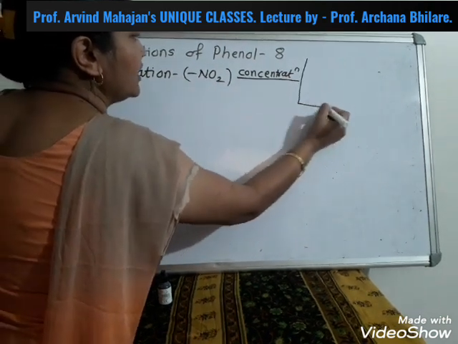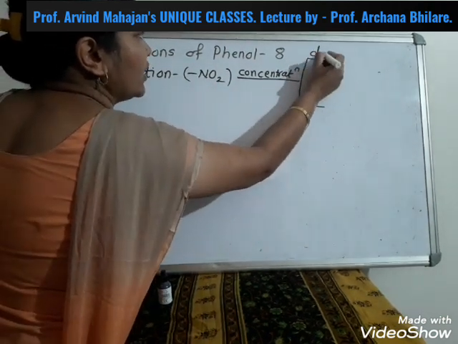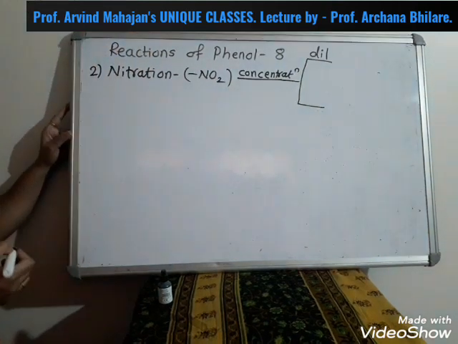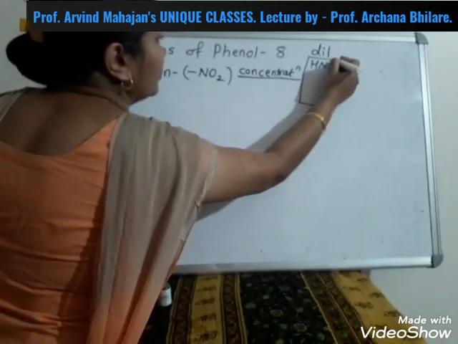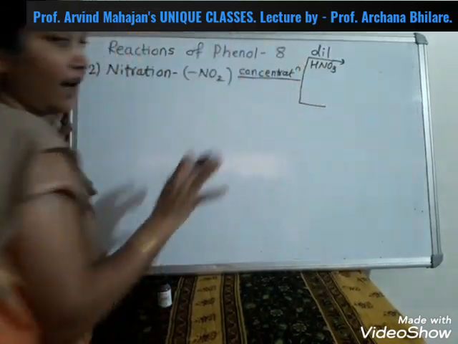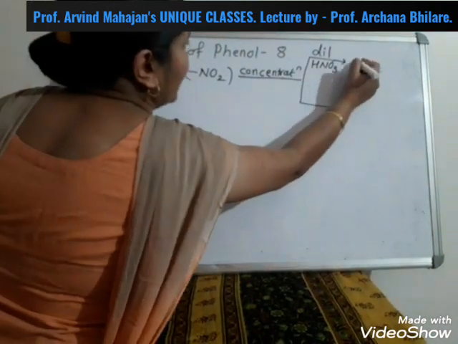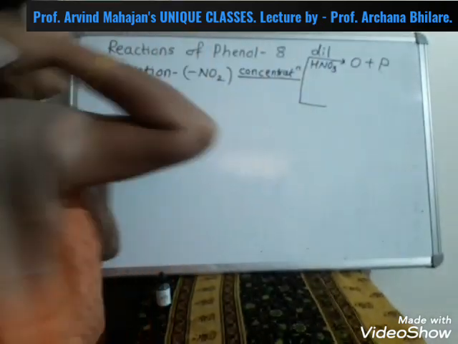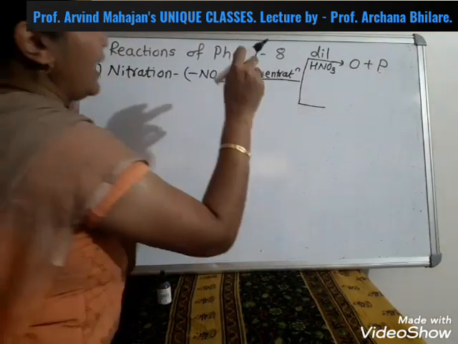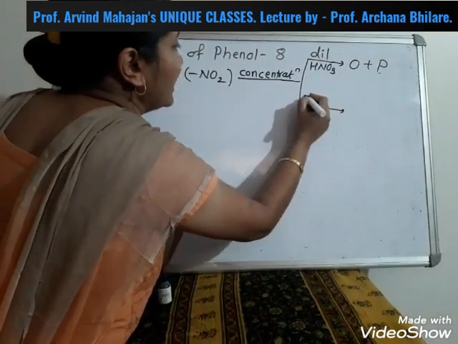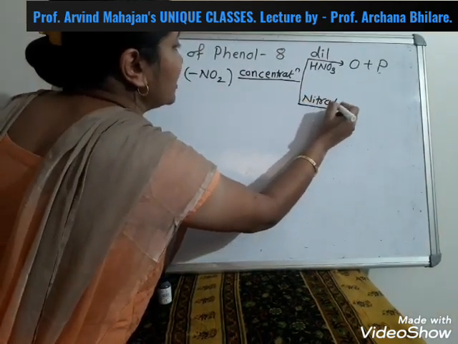So what are the concentrations? We can use dilute nitric acid, dilute HNO3. So it is mild condition and we get a mixture of ortho and para-nitrophenol.